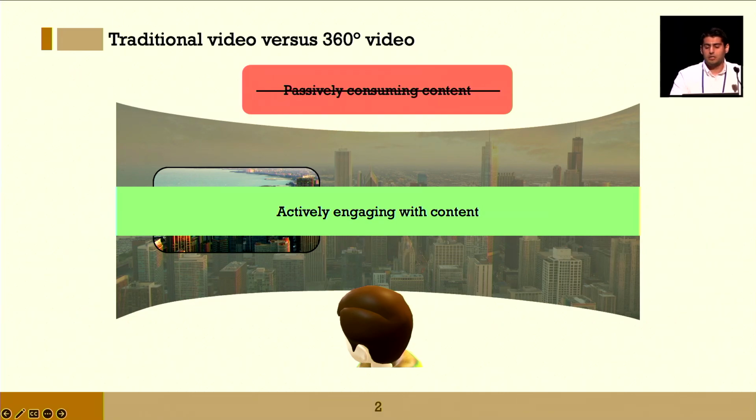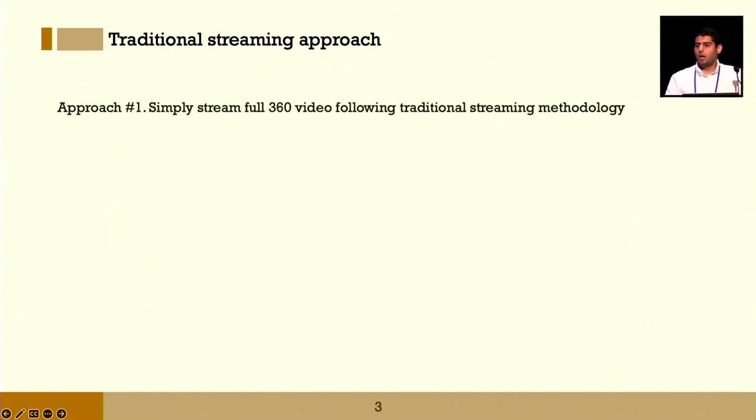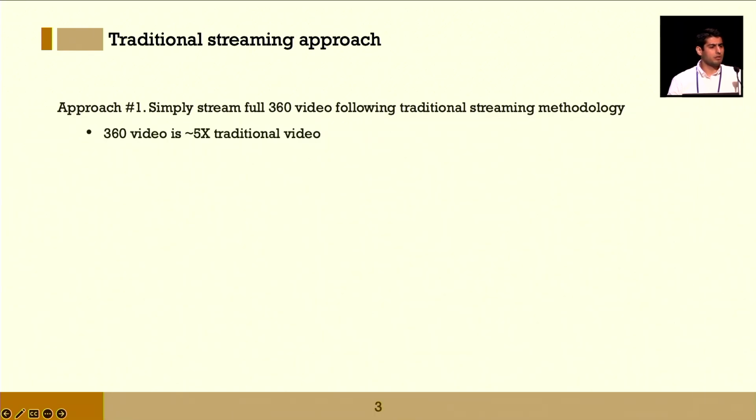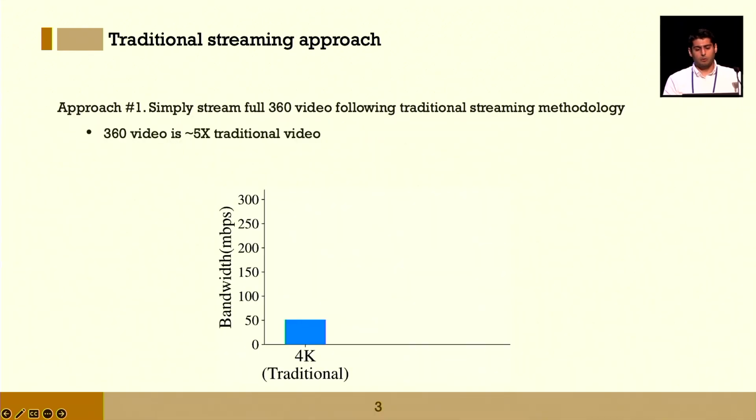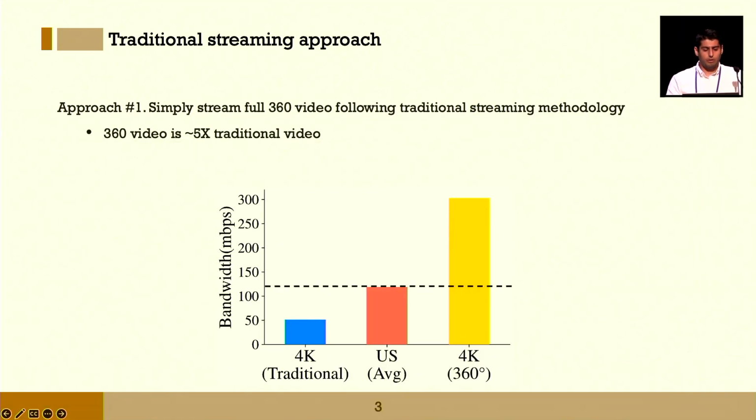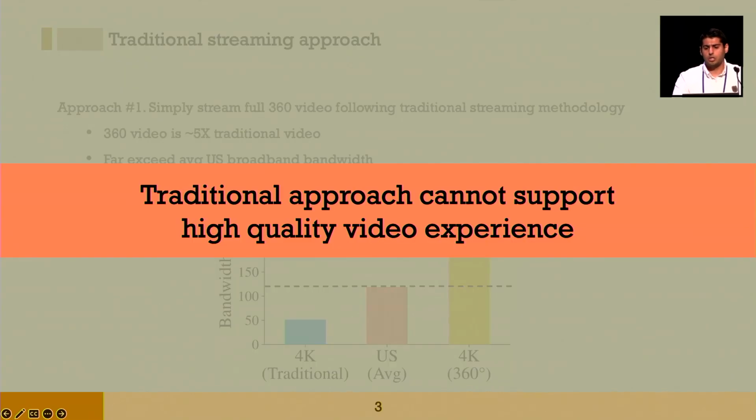Now, this brings an inevitable question. How should we stream 360 video to enable this immersive experience? Today there are mainly two ways to stream 360 video. The first one, which is the most common and widely deployed in the industry, is simply streaming the full 360 back to the user, irrespective of their motion. While simple, the main challenge here is that the 360 video can grow significantly in size, with a bandwidth requirement that would far exceed the average US broadband bandwidth. Therefore, this traditional approach can't really support a high-quality video experience.